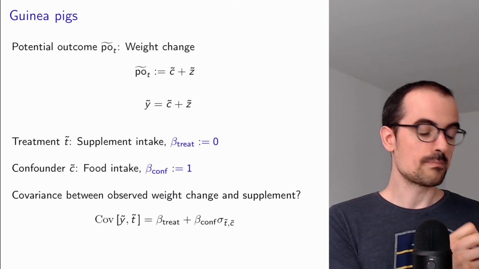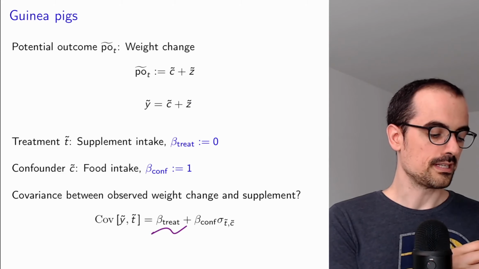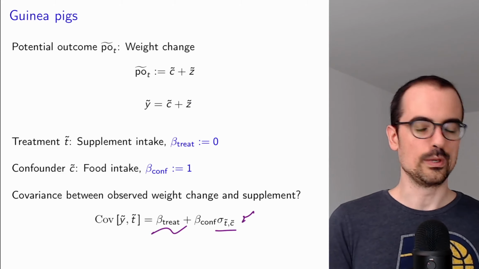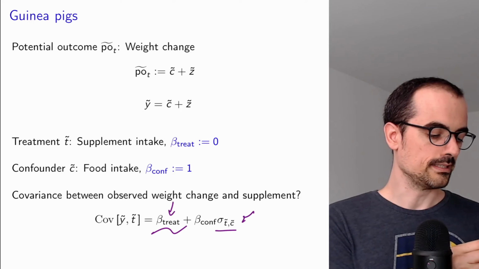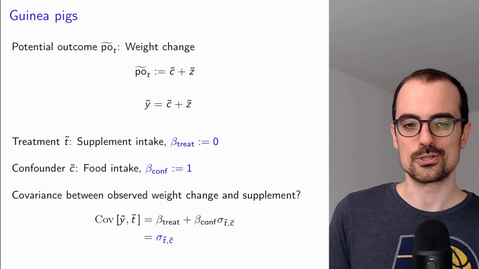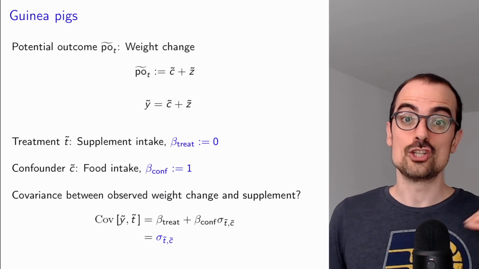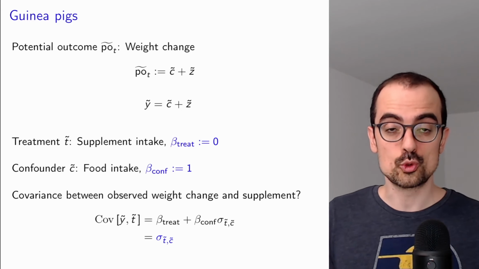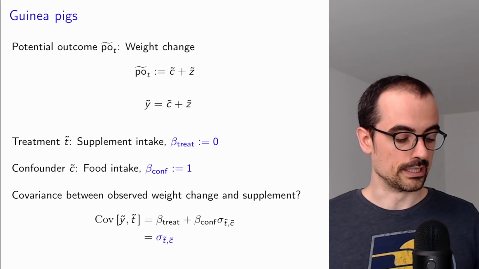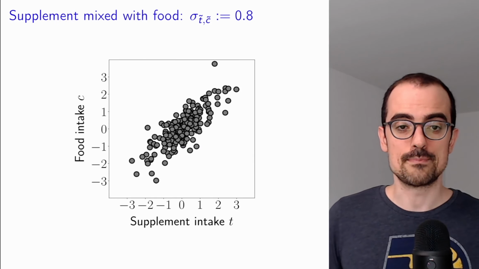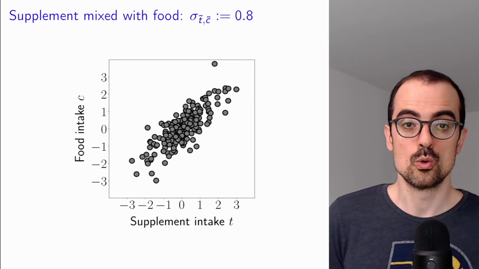Well, by the formula that we had just derived, it is equal to beta treat plus beta conf times the covariance between the treatment and the confounder. In this case, this guy is 0 and this guy is 1. So we have to observe the covariance between the treatment and the confounder. If that covariance is non-zero, we're not going to see the true causal linear relationship between the supplement and the weight change. And in fact, that's what happens when we give the guinea pigs the supplement mixed with the food.